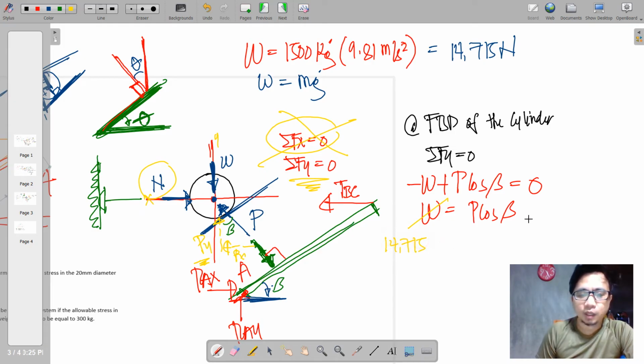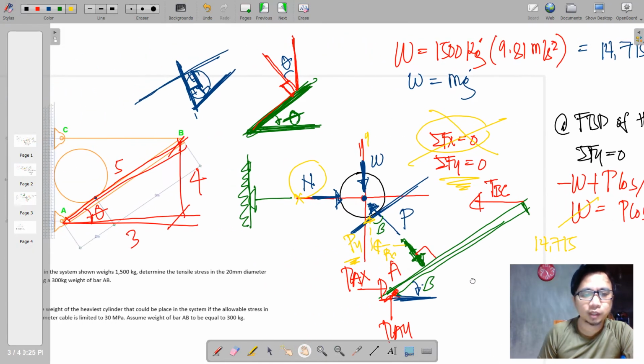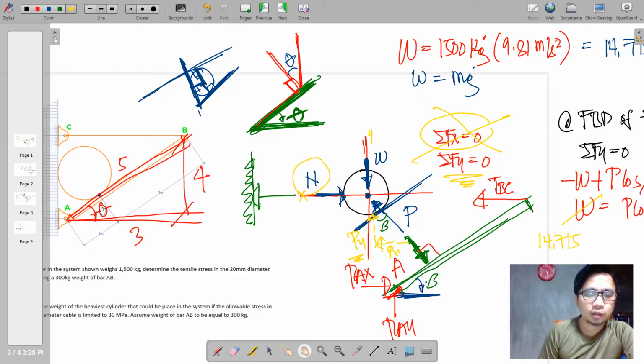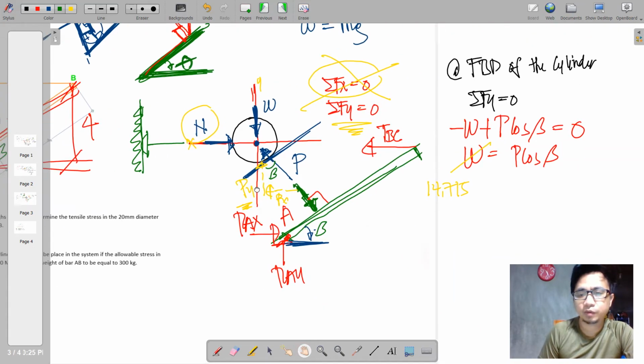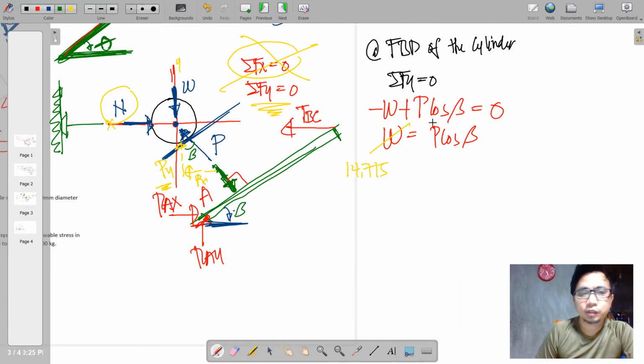So we're going to substitute that here, 14,715, and then cosine beta. Where's that cosine beta here? This is actually beta. Cosine is adjacent over hypotenuse. Adjacent to beta is 3 all over 5. So this is simply equal to 3 all over 5.